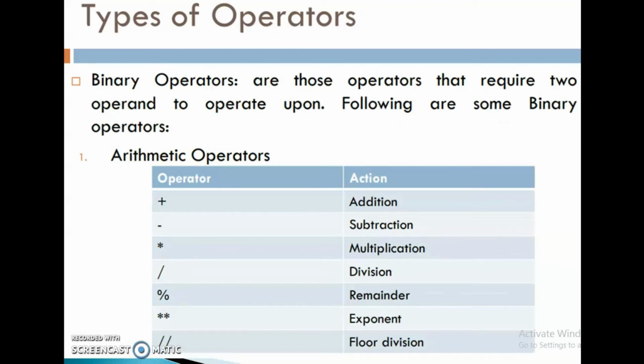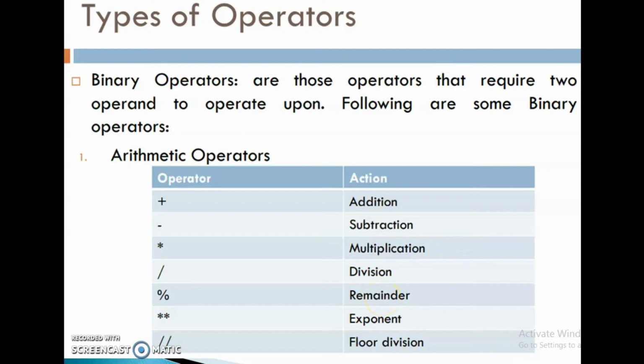These are operators that require two operands to operate upon. Example, first one, arithmetic operators. We can identify the arithmetic operators: plus, minus, star, slash, modulus, double star, double slash. Plus you know about this for addition. Minus, subtraction. Star, multiplication. Slash, division. Modulus, that means remainder.